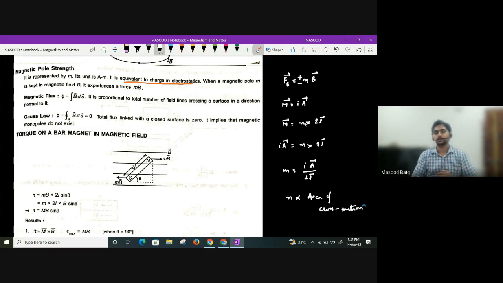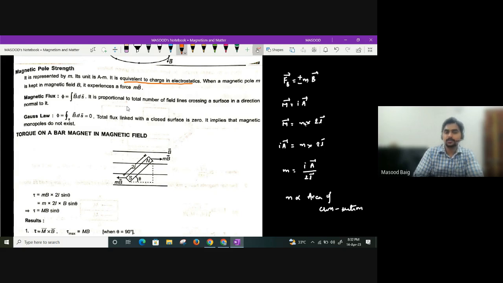Is that clear, everyone? Whenever a pole is placed in an external magnetic field, it will experience a force. North pole will experience a force in the direction of the magnetic field. South pole will experience a force opposite to the direction of the magnetic field. So I can write the pole strength as I into A bar divided by 2L bar. Clear, all of you?